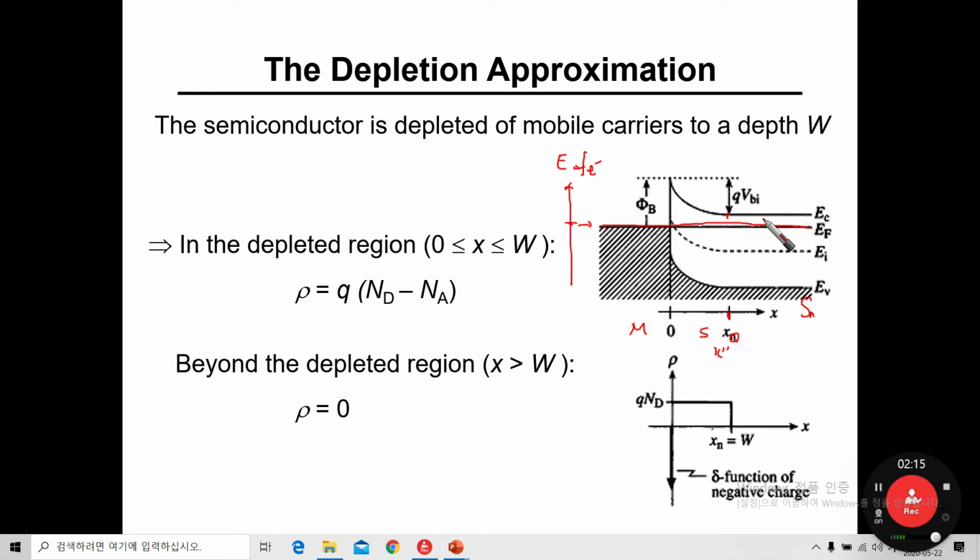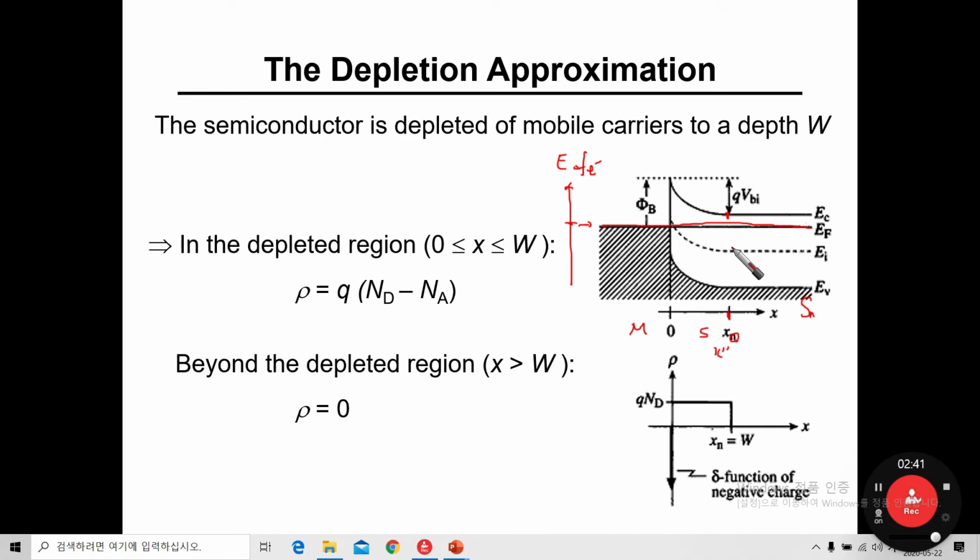It is smooth; the degree of bending should be smoothly removed. But in this energy band diagram, as you can see here, the band bending is over sharply at x of xn. This is the main concept of the depletion approximation.